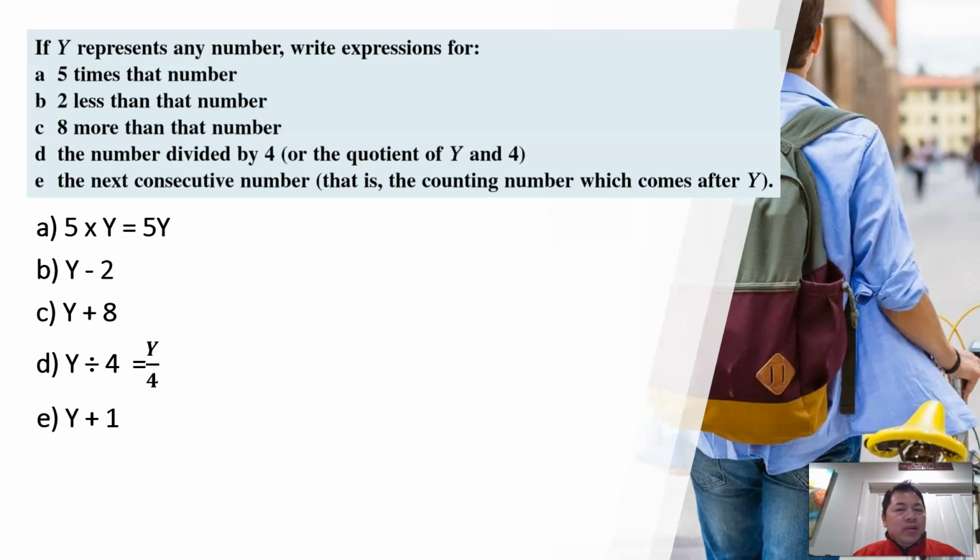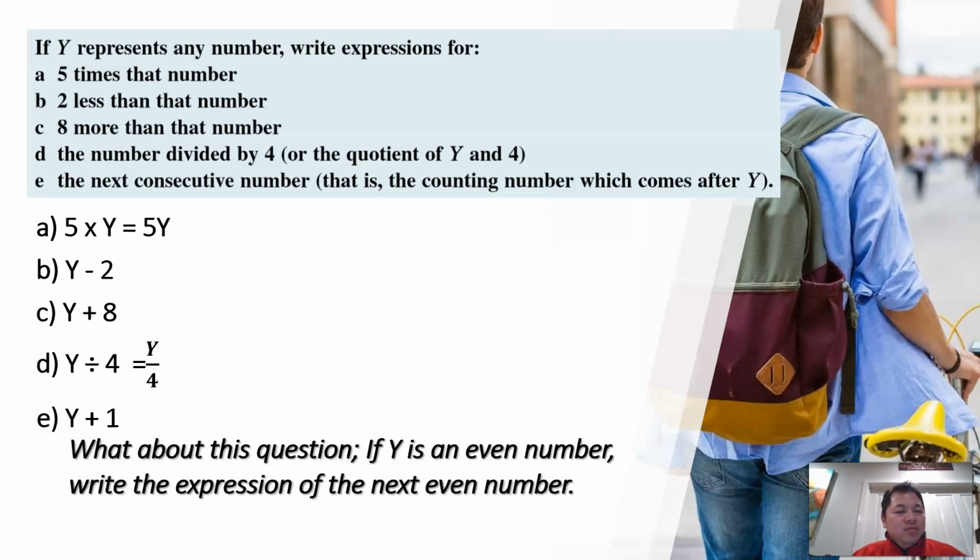I have a question to check with you now to test you. They say, what about this question? If y is an even number, write the expression of the next even number. That's right. You need to actually add 2 to it, isn't it? Because if y is an even number, the next one will be plus 2 to it. That's right. The next even number will be y plus 2. Okay? Would there be any change if it's odd? Think about it. Okay? Good.